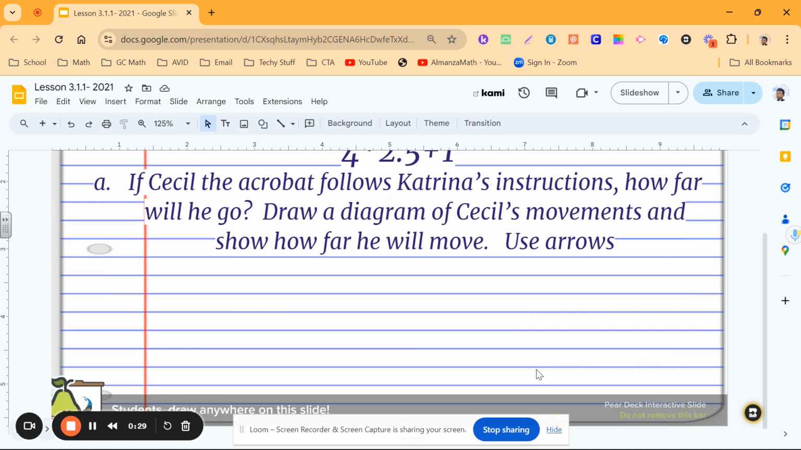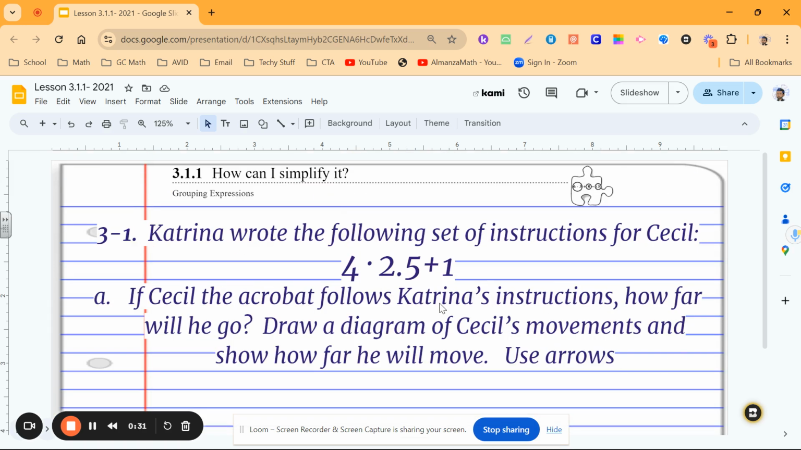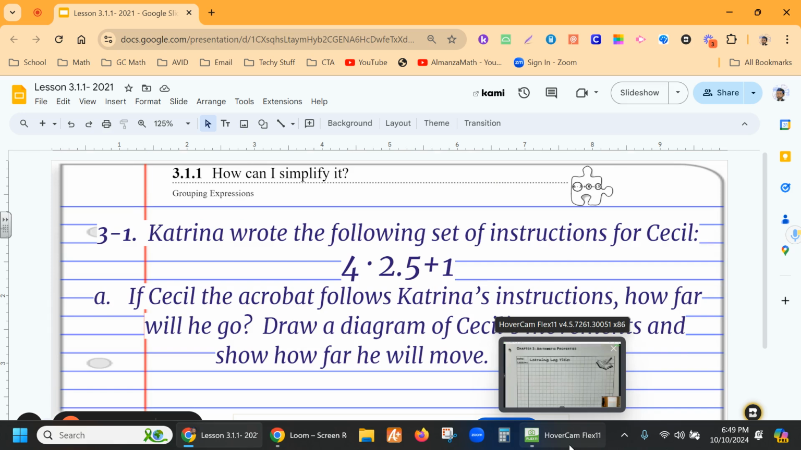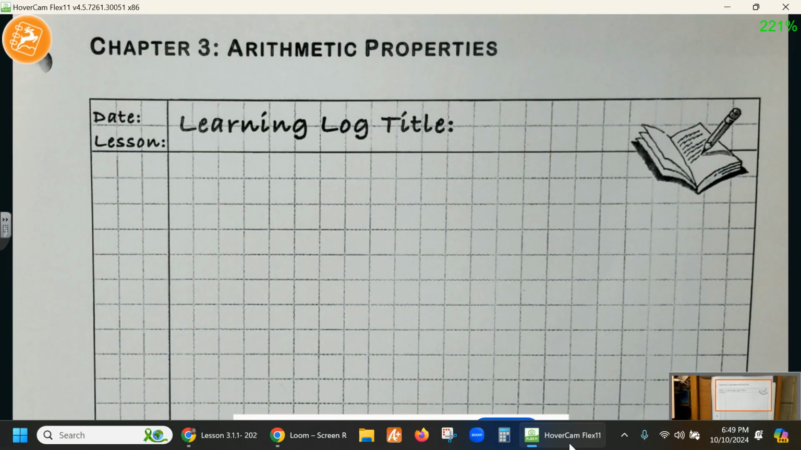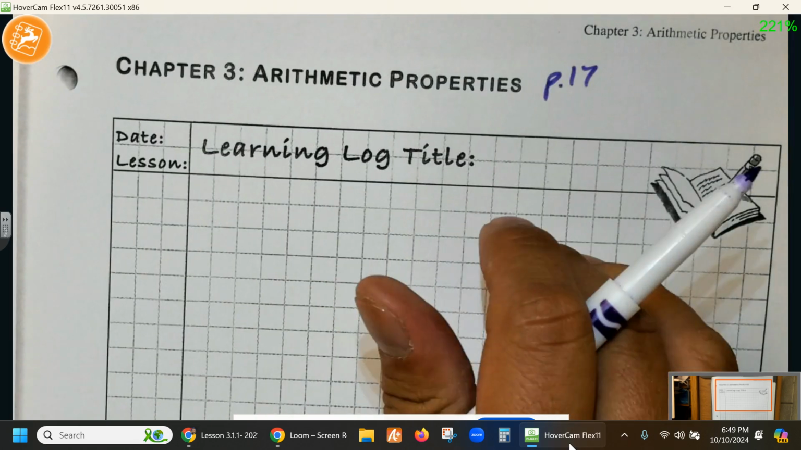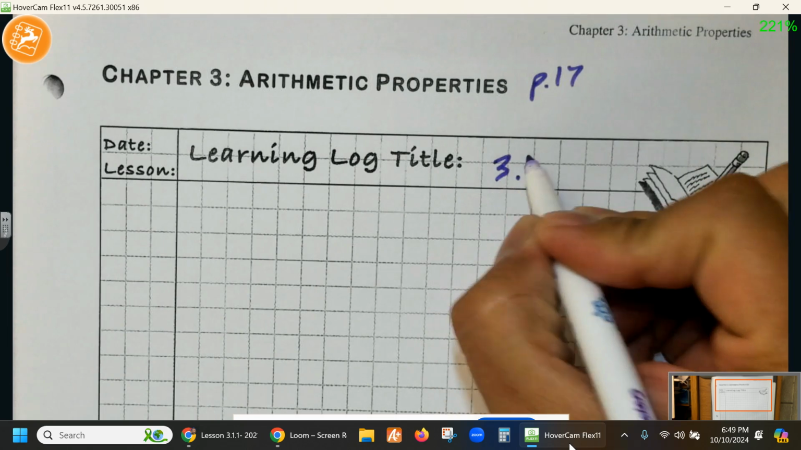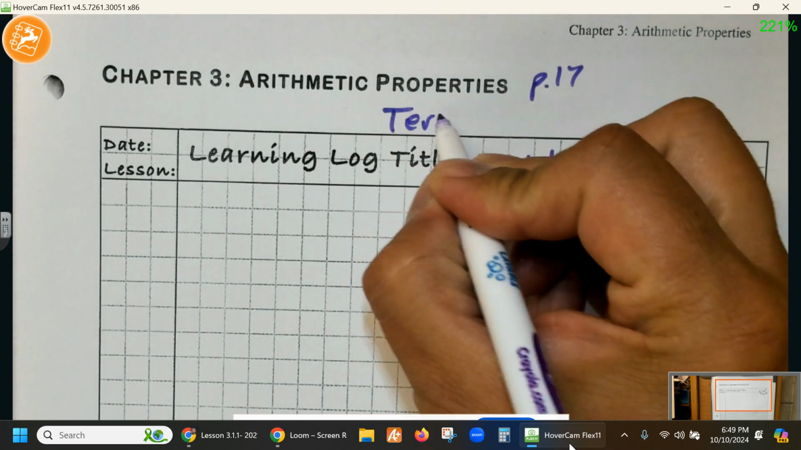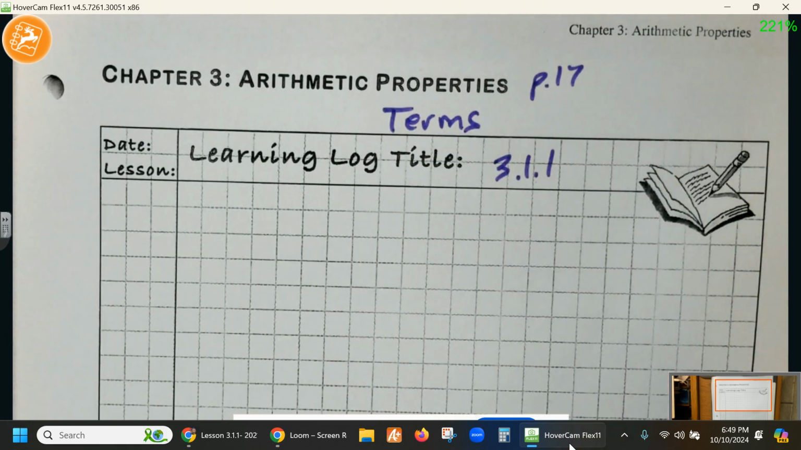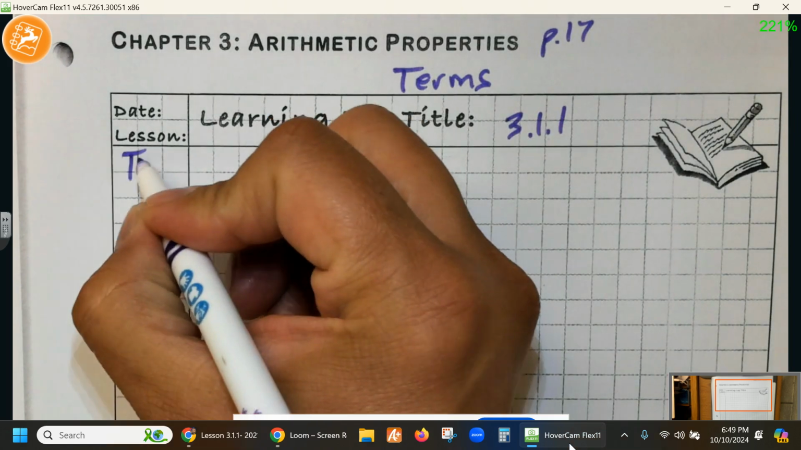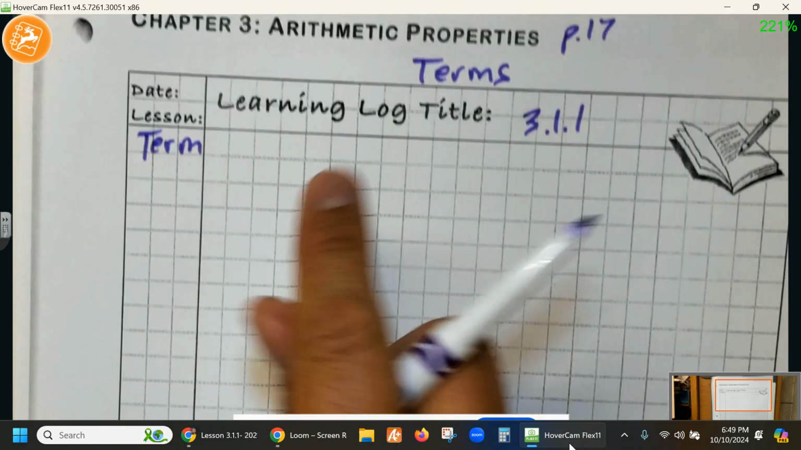All right, so we're going to look at one expression. We're going to start this one with thinking about Cecil and his tightrope. First, let's go ahead and set this up. This is page 17 of our toolkit, and this is lesson 3.1.1, first lesson in chapter 3. We are titling it Terms. Let's start with defining the word term. Put that in the margin.